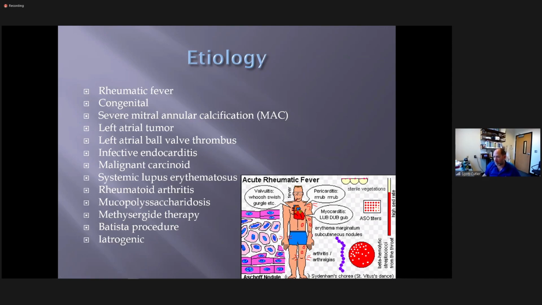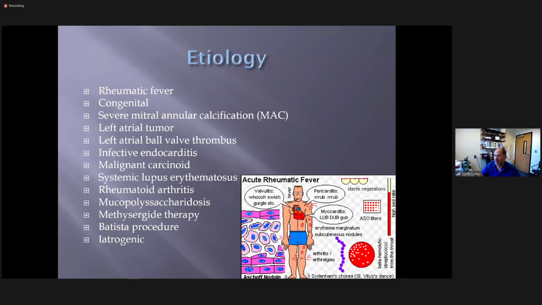The Batista procedure, which is a surgical procedure, and then iatrogenic causes where they don't really have a well-known cause. I think those types of things are becoming less common because now we're starting to identify what does cause these weird things to happen.